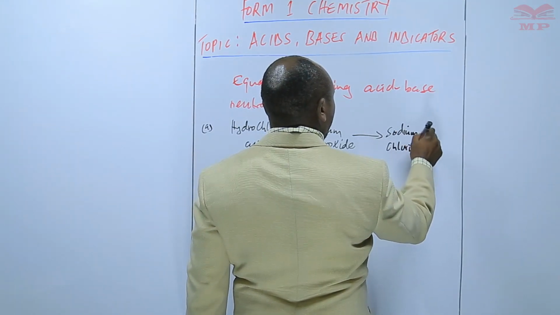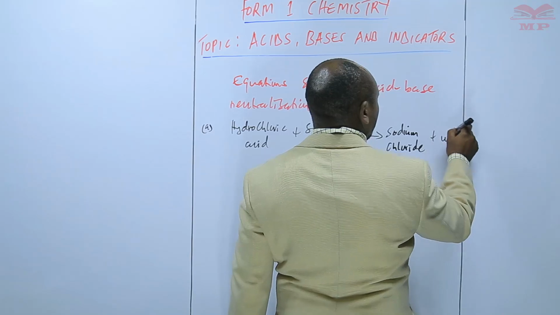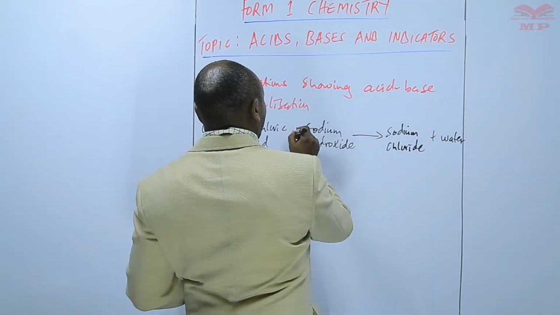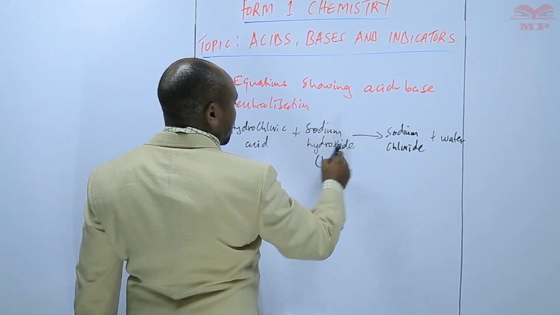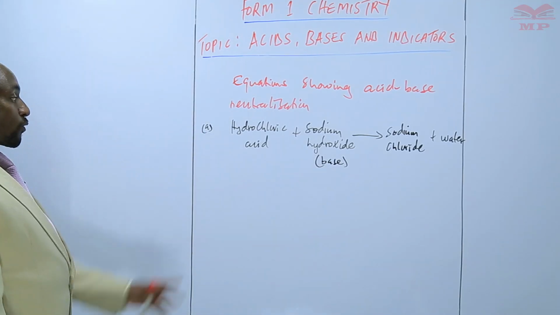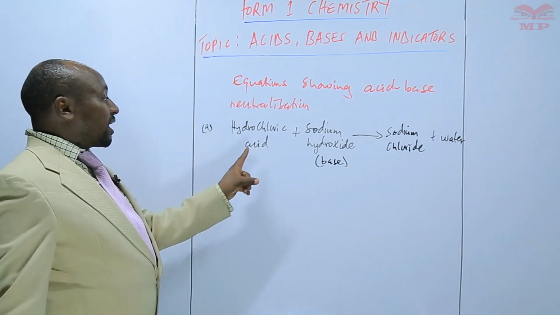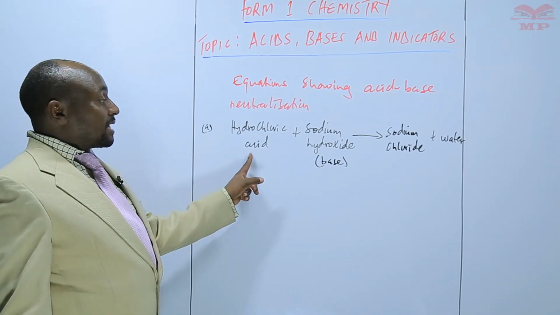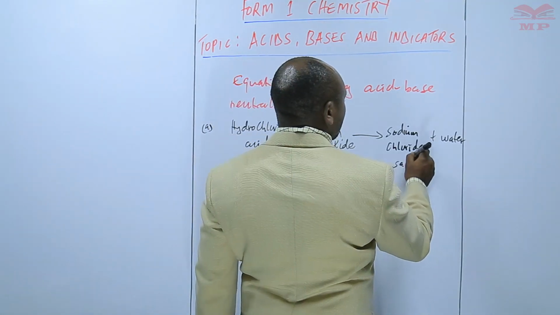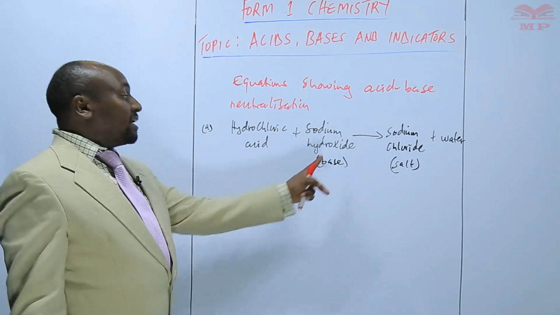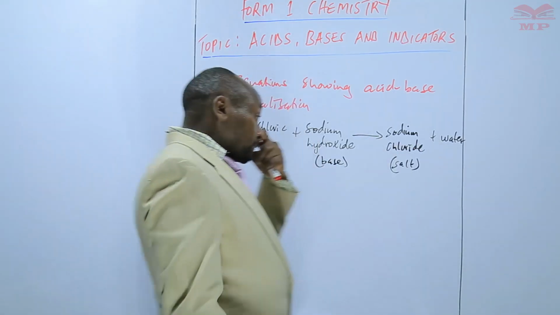Sodium chloride. Remember we said that from hydrochloric acid we get chlorides. And then of course the other product is water. So we have the acid and this is the base. And of course this is what we are calling neutralization. So from this we can be able to define what is an acid and what is a base. For example, we can say that an acid is a chemical substance that reacts with a base to form a salt and water as the only products. And we can say that a base is a chemical substance that reacts with an acid to form salt and water.